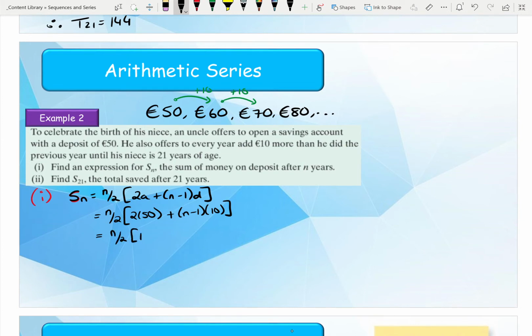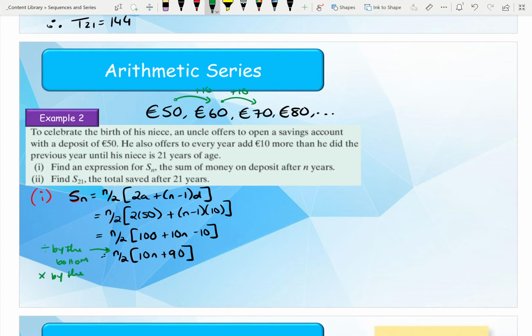So I get n over 2 times 100 plus 10n minus 10. So I get n over 2 by 10n plus 90. And this is the point, guys, where we're going to do something with this n over 2. Okay, so what we're going to do here with this n over 2 is we're going to take that n over 2 and we're going to divide by the bottom and multiply by the top.